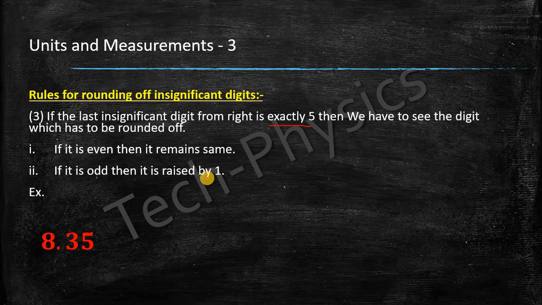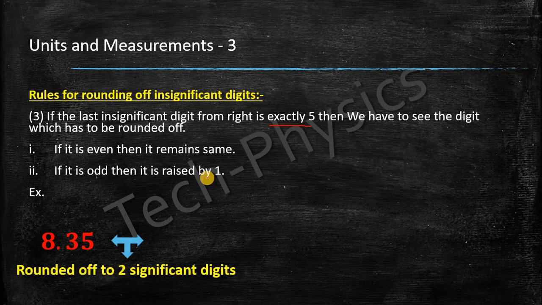For the first case, let us see I have a number 8.35 and I am rounding it off to 2 significant digits, so that is up to here only. After rounding off it will become 8.4. How? Because you can see that the number which has to be rounded off is an odd number, and as it is exactly 5, we have to follow the two cases. But here this is the second case, because it is odd. The number which has to be rounded off is odd, so it will increase by 1 and become 8.4.